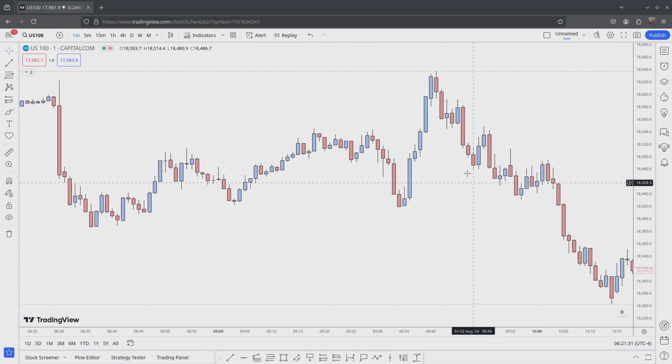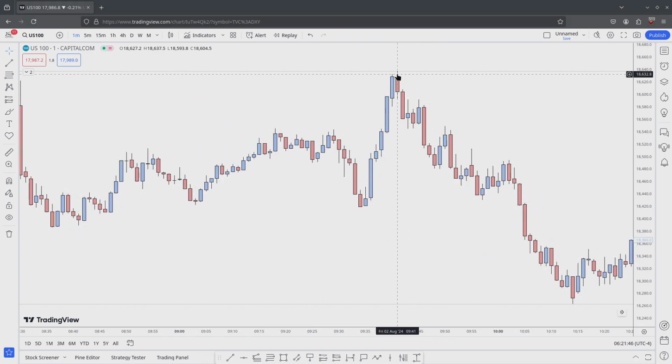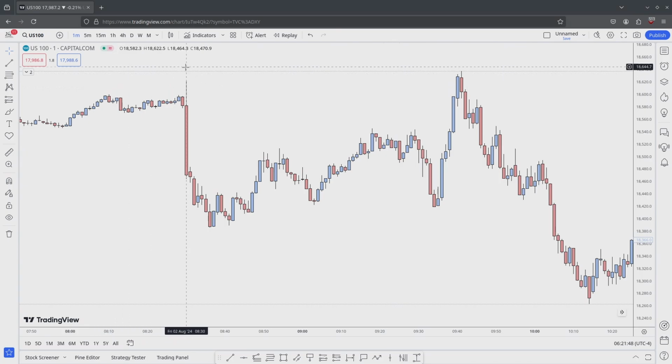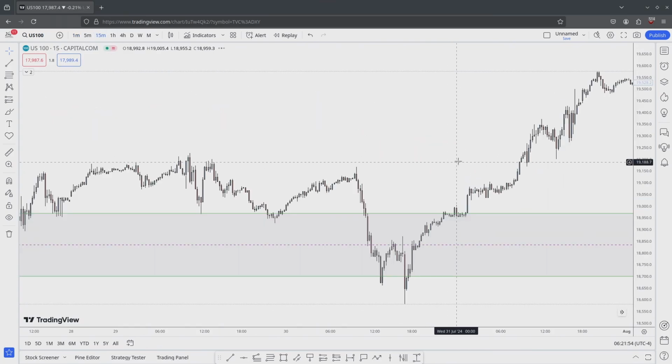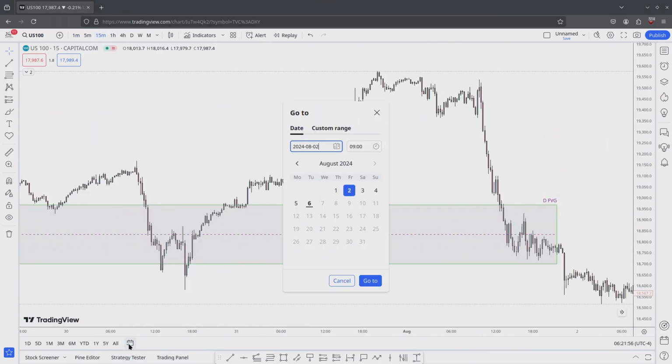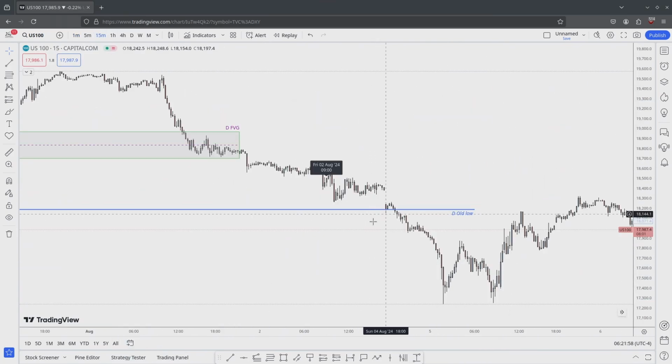So on a higher time frame, we would of course then be bearish. Would we have a clear draw on liquidity? Yes, we would. We would be looking at that old low and for price to reach into that. So as a first example here, we have price clear out these old lows here, and we had these marked up on the stream.